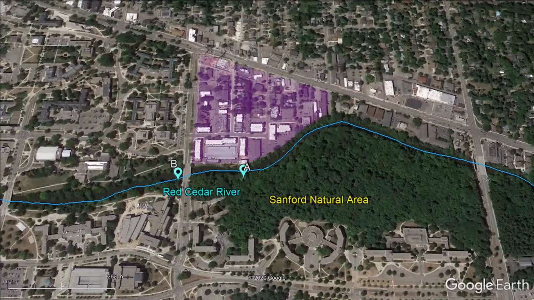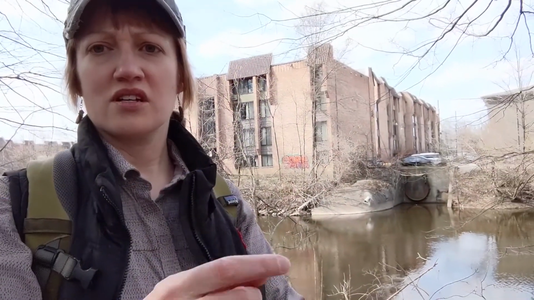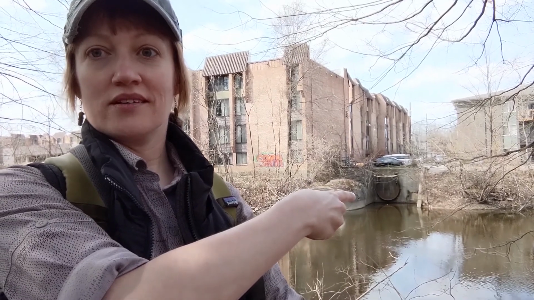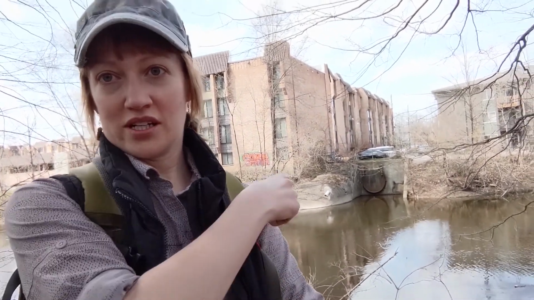But if we turn around and look at the opposite side of the river, you'll notice that there's some pretty extensive development. This is an apartment village that's across campus, and if you look behind me here, you can see this very large storm drain. So during peak rainfall events, when the storm systems are full, they will empty out into the river right here, just on the other side of the natural area.